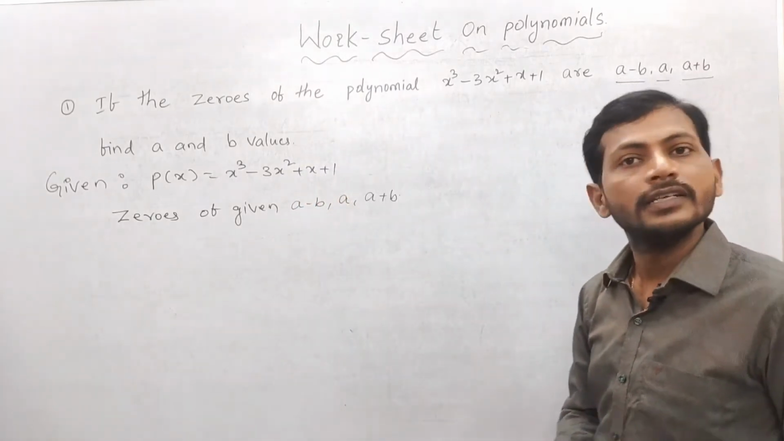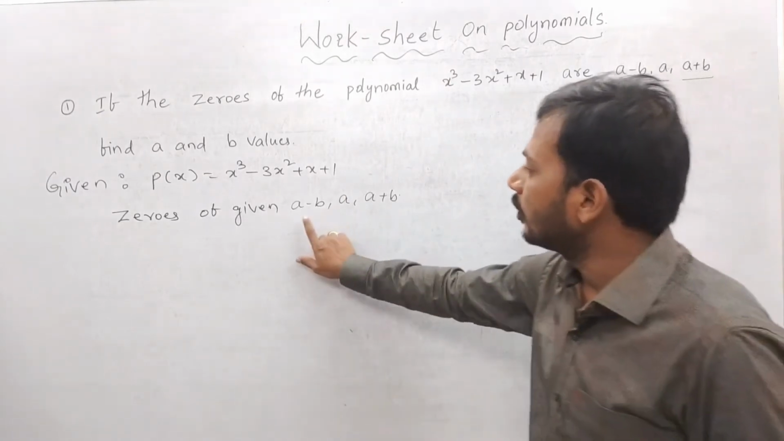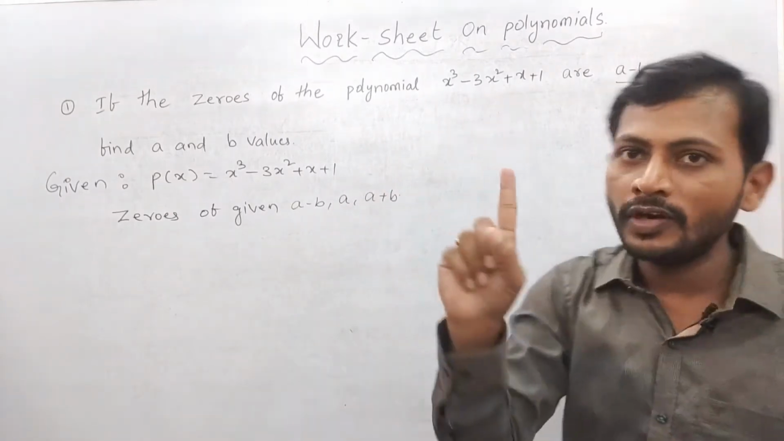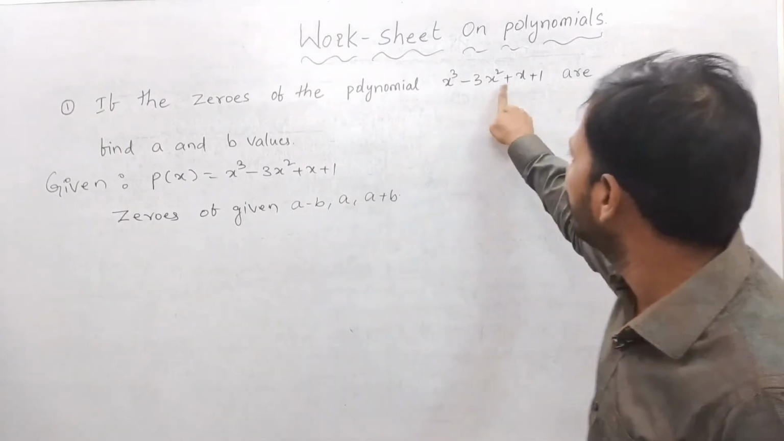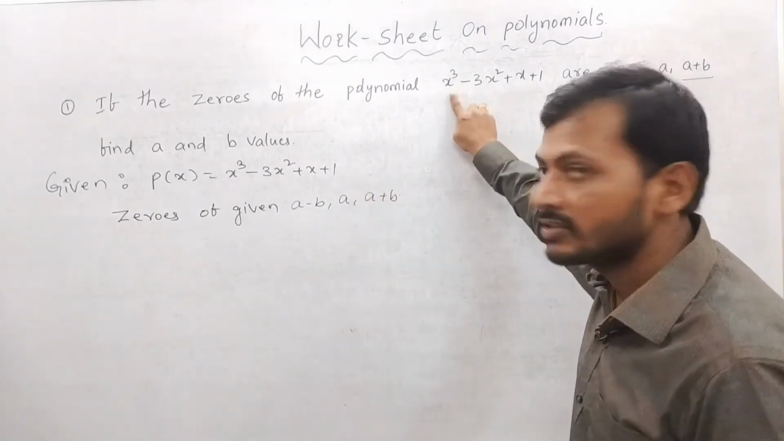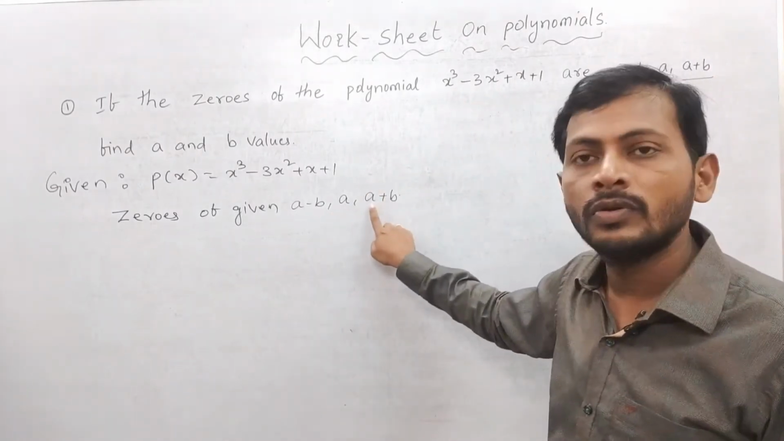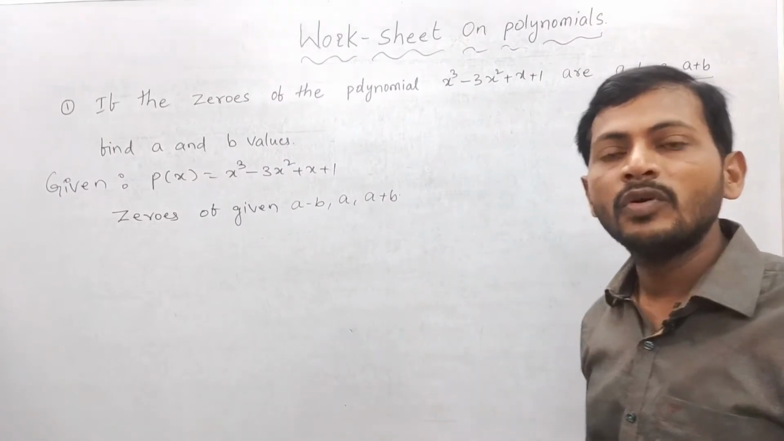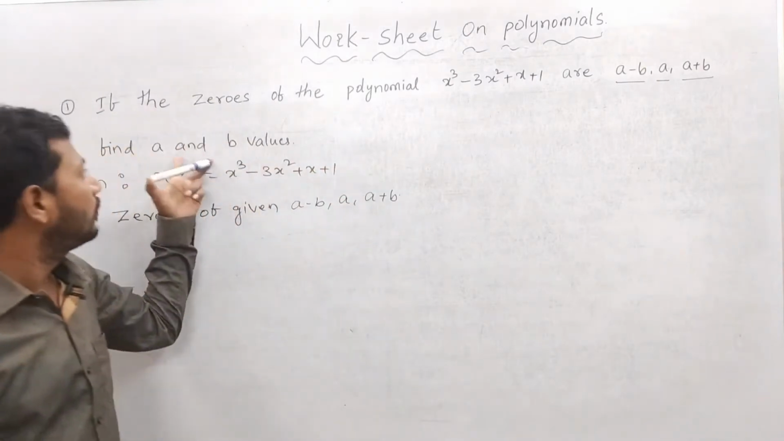Then next, sir, I know very well which method. What is that method? Sir, first I am going to substitute a minus b in this equation. Then I will get one equation. Next I am going to substitute the a value in this equation, that is, in the place of x I will substitute a. Then I will get the second equation. I am going to substitute a plus b in this equation and I will get the third equation. If I solve those three equations, I will get the a and b values.